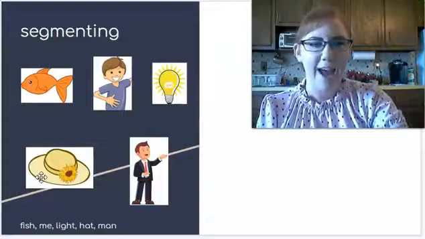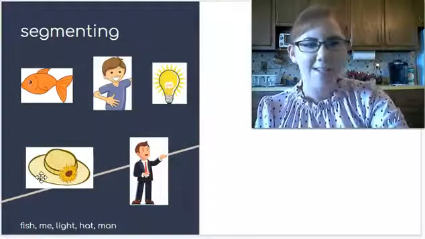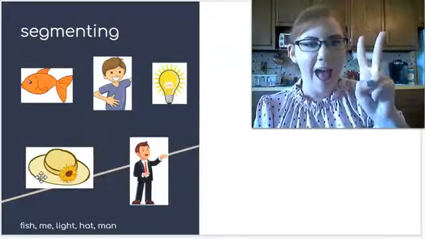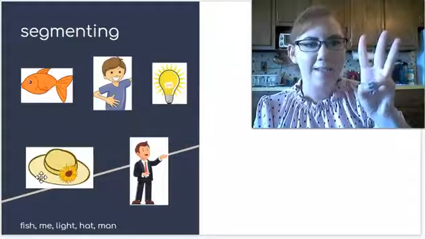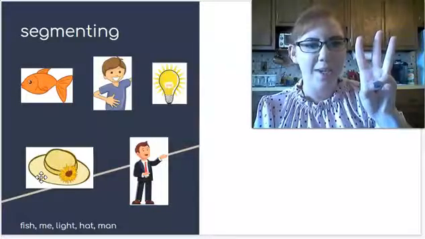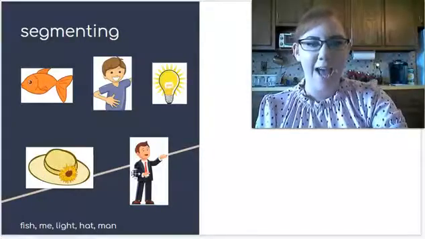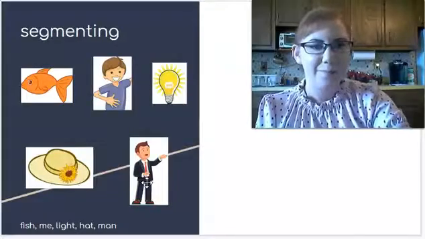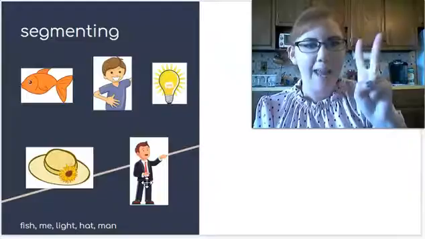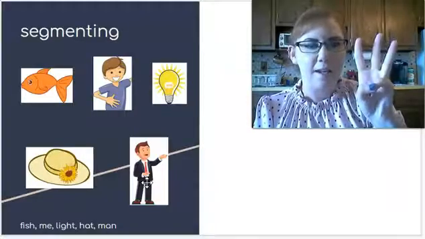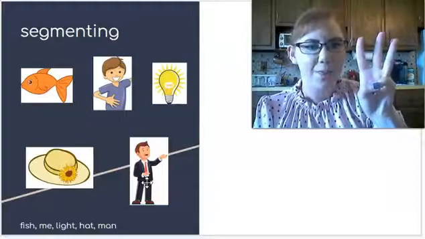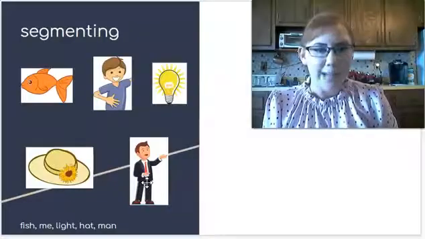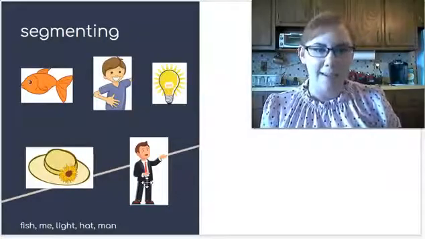Next, we have a picture of a hat. How many sounds does hat have? Hat has 3 sounds. And last, we have a picture of a man. How many sounds does man have? Man has 3 sounds. Great job. Now we're going to practice some blending or putting the sounds back together.